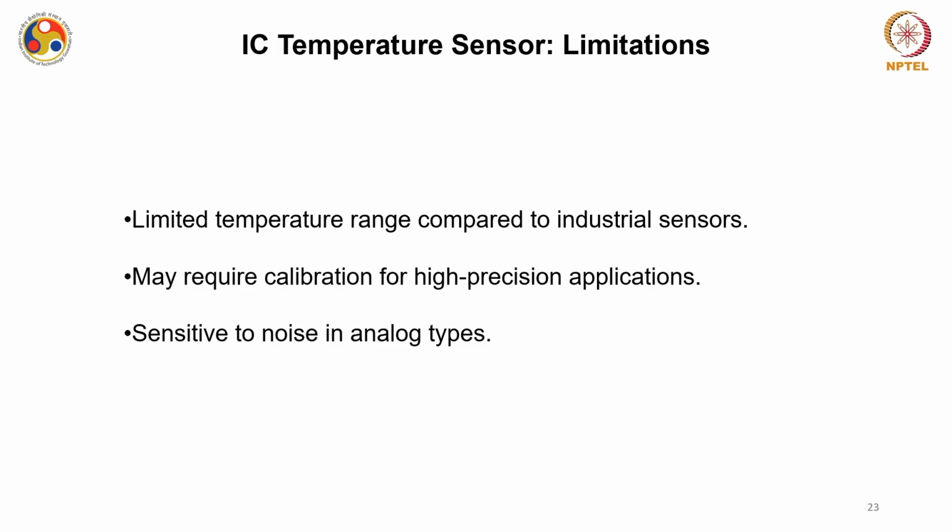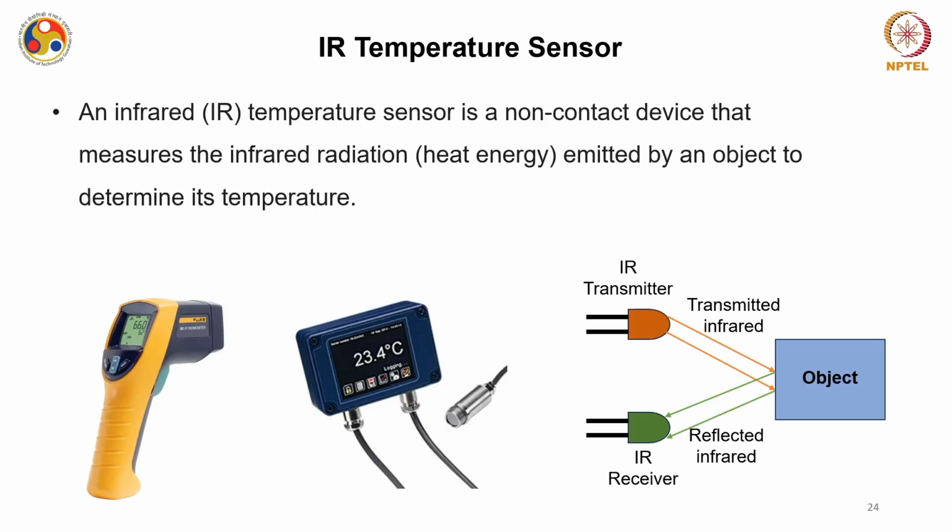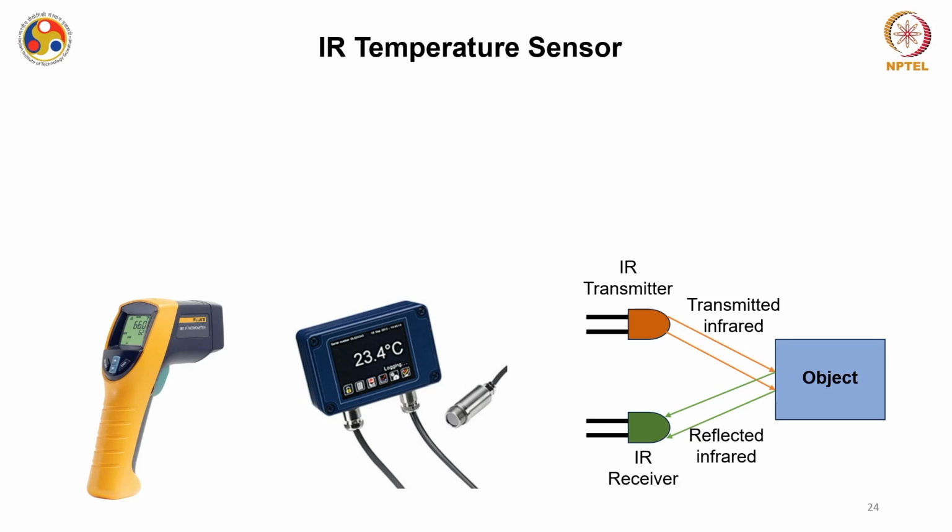okay. And since these IC temperature sensors are available in both types, in analog form as well as in digital form, most of the analog IC temperature sensors are very susceptible to noise, okay. So you have to take care of that also, particularly when you are struggling to measure low temperatures at low current levels in your circuit, okay. So this is the IC temperature sensor, okay.